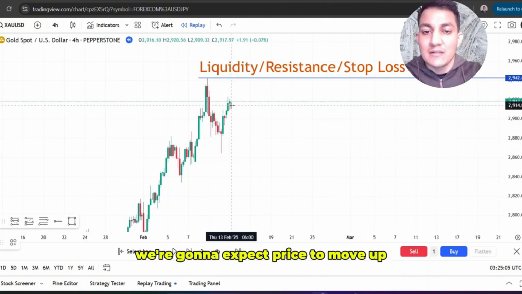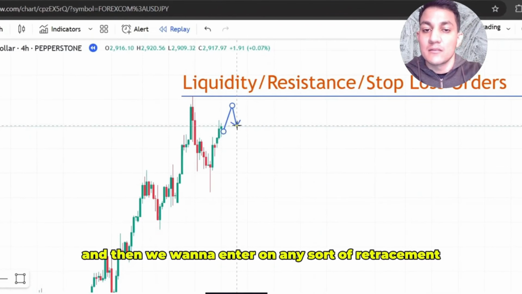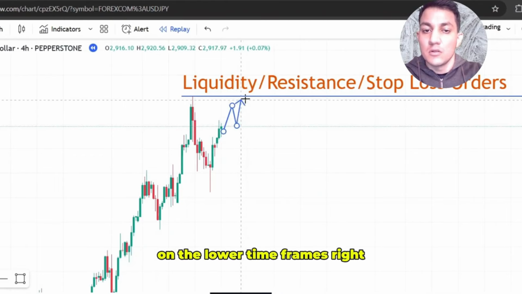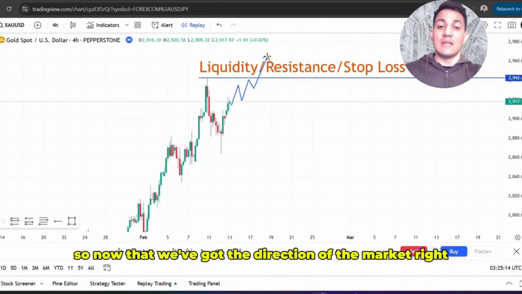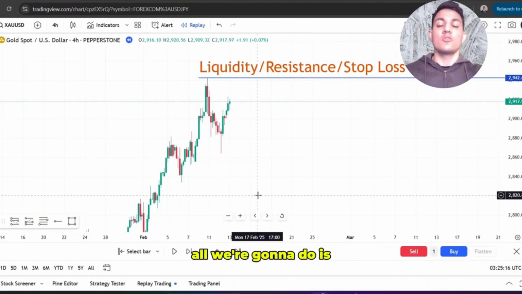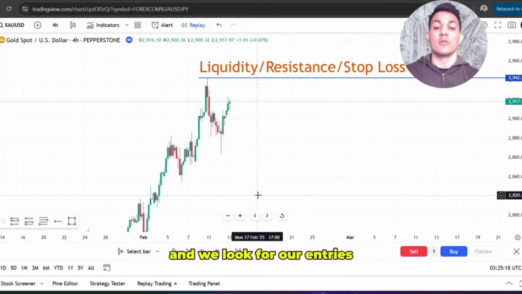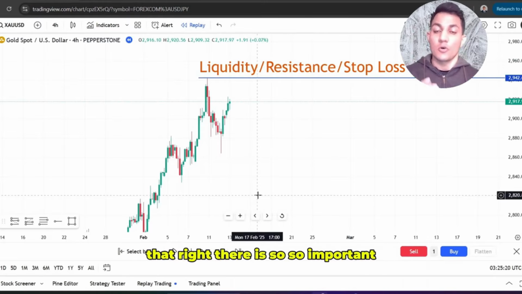We're going to expect price to move up like that, and then we want to enter any sort of retracement on the lower time frames, right? We expect price to come up and then break through this level. So now that we've got the direction of the market, all we're going to do is get in the lower time frames and look for our entries. That right there is so important.